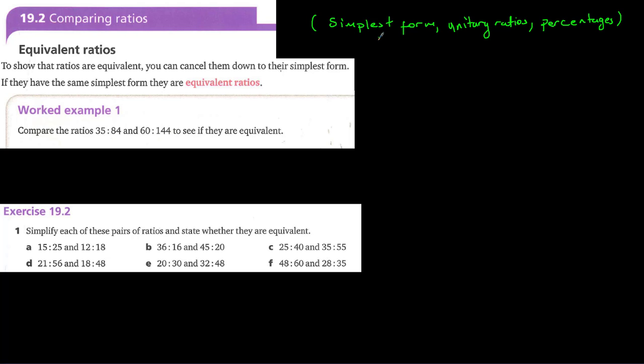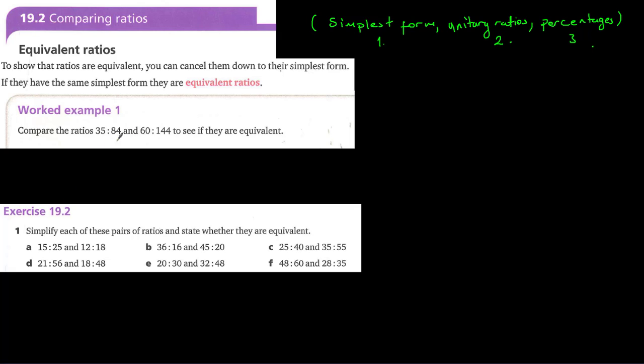There are three ways to compare the ratios. We are going to start with equivalent ratios, so we are going to write them in simplest form. So the first exercise: compare the ratios 35 to 84 and 60 to 144. See if they are equivalent.